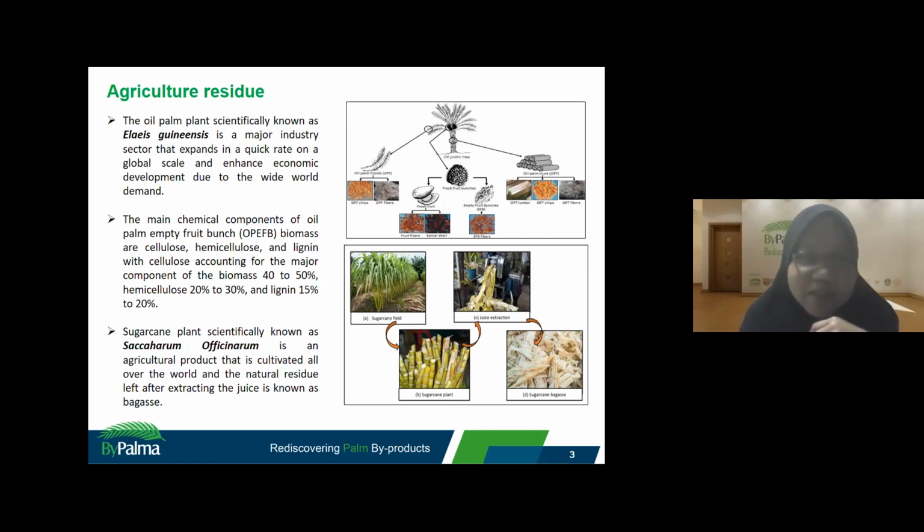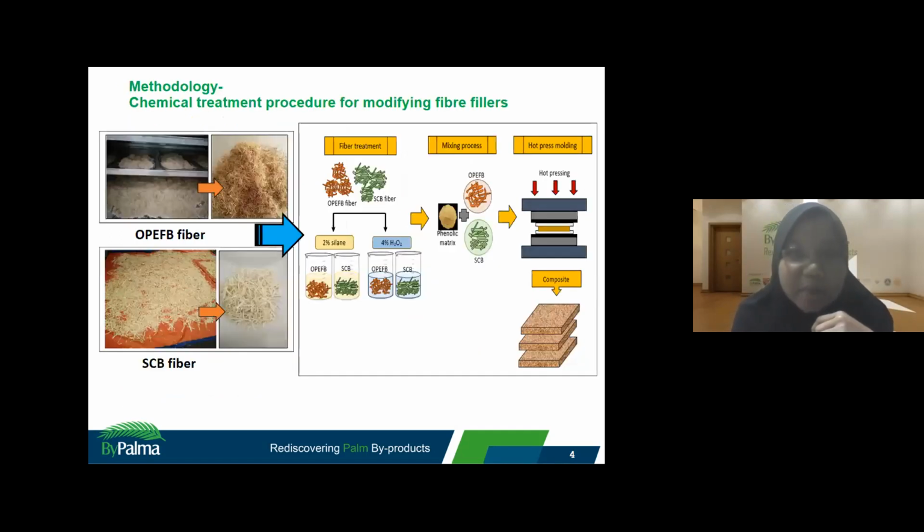And the sugarcane plant, scientifically known as Saccharum officinarum, is an agricultural product that is cultivated all over the world, and the natural residue is left after it. We consider this biomass a byproduct. So I tried to develop a new product, which is a composite with chemical treatment, using silane and hydrogen peroxide, which we can see in the slide.